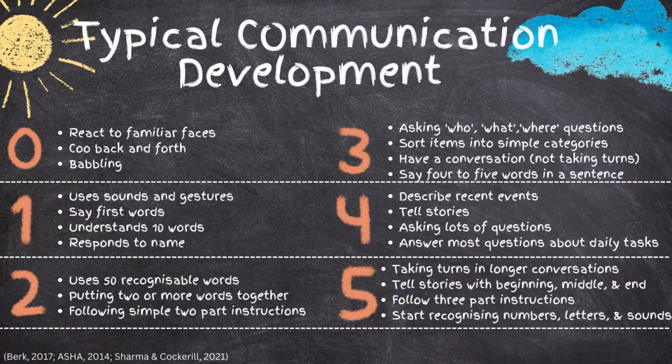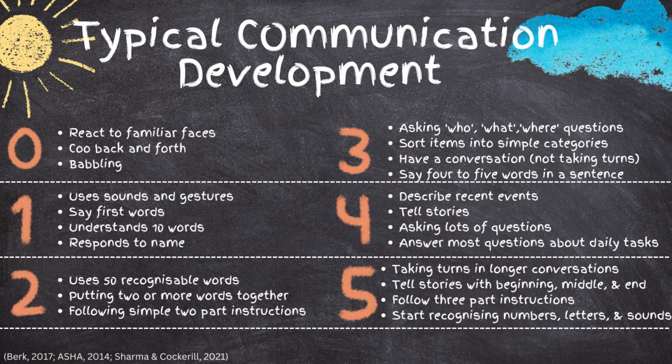Let's have a look at what typical speech and language development looks like. Infants begin to cry at the time of birth, as they take in their first breath of air, and then later to show that they're hungry or have discomfort. Before 3 months of age, infants begin to react to familiar faces and coo back and forth in pre-speech. Around this time, an infant may develop a different sound, such as a squeal, that gets reactions from others. Around 3 months of age, the child begins to babble by making consonant and vowel sounds, gestures, and say a few words. They should be able to understand about 10 words and respond to their name.